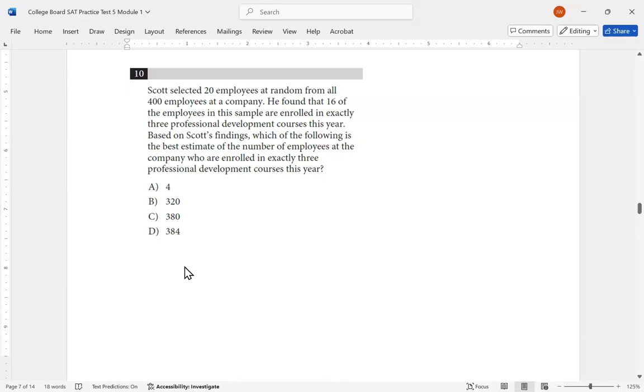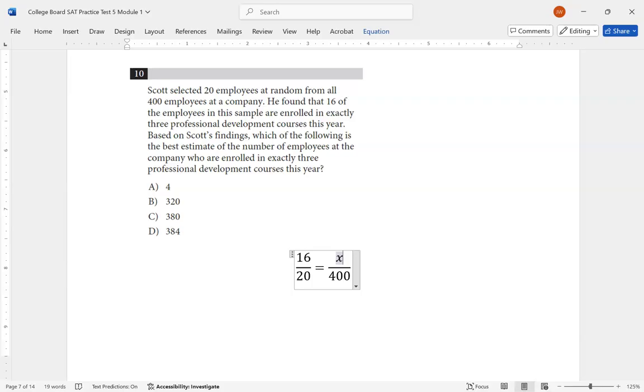So basically, what he found is that out of his sample, 16 out of 20 were enrolled in professional development courses. Since he's picking out of the entire company of 400, we can project that by setting up a ratio. 16 over 20 is equal to some X value divided by 400.